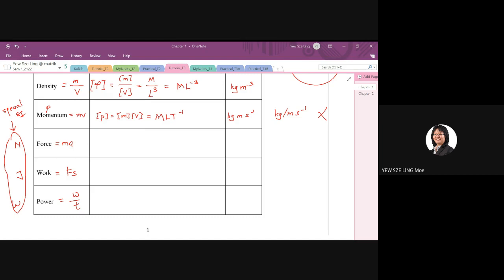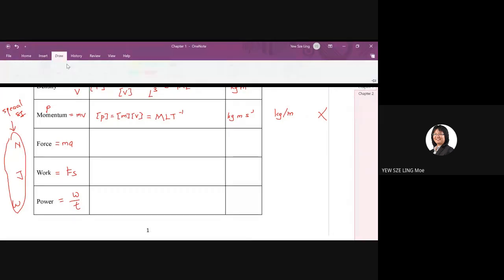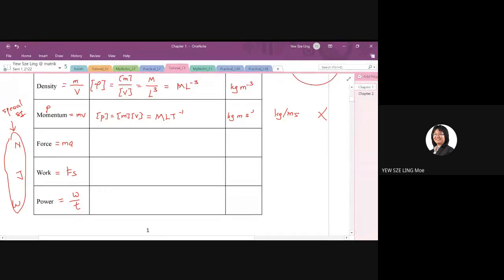You give me kg stroke ms without the negative 1. So what does it mean when you write it in this form? When you write it as kg stroke ms, it means this unit is kg m negative 1 s negative 1. You're putting the stroke at the wrong place.